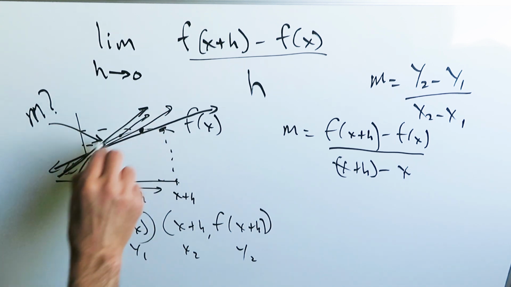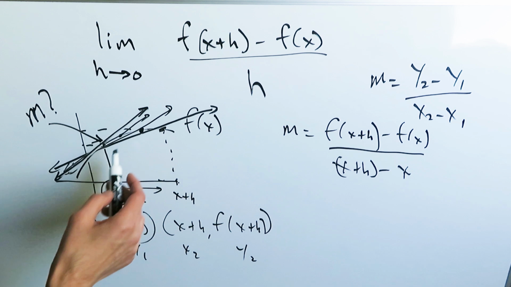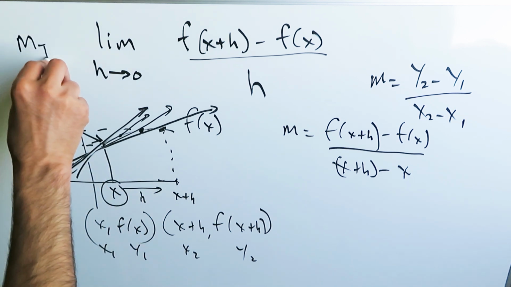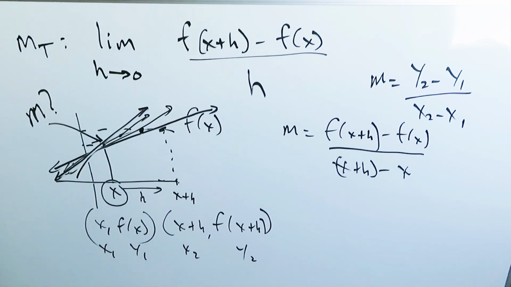The tangent line is what will give me the slope of this function at a particular point, and the slope of a tangent line is given by this formula over here. When we do the slope of a tangent line, what was I doing?